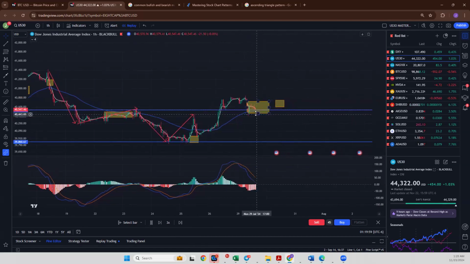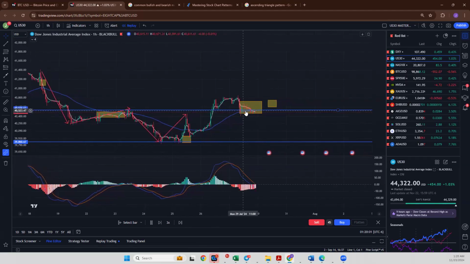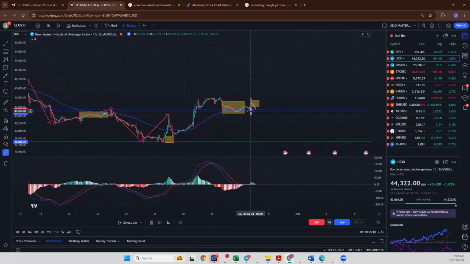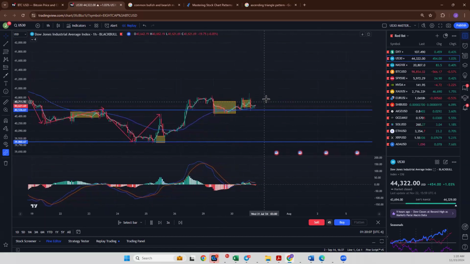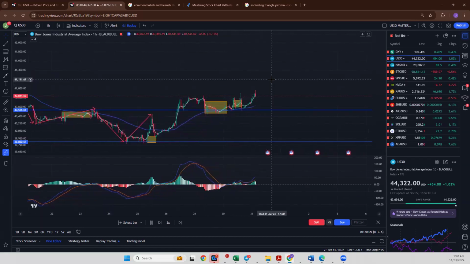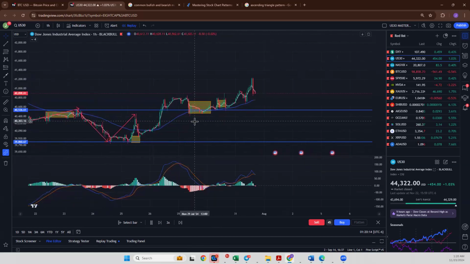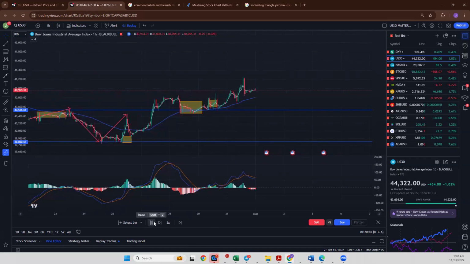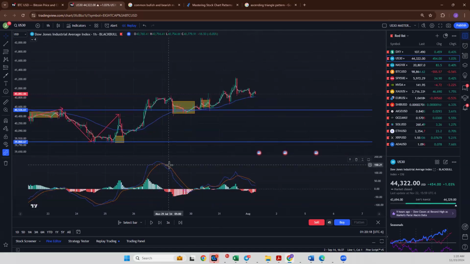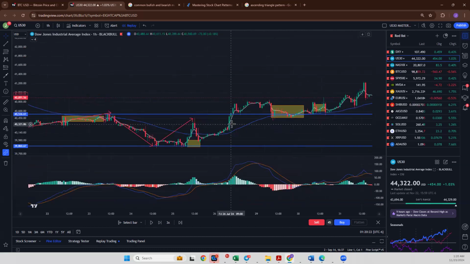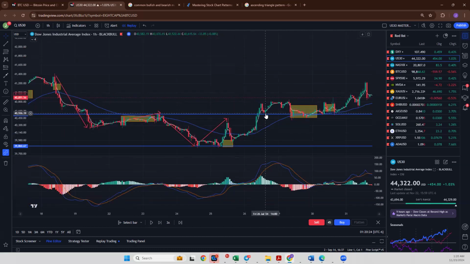And then we continue. It looks like we came back and we eventually retested the 50-day EMA. And we continue on to the upside. It was a slow grind to the upside. So you could have probably played that, breaking above and taking that entry there.